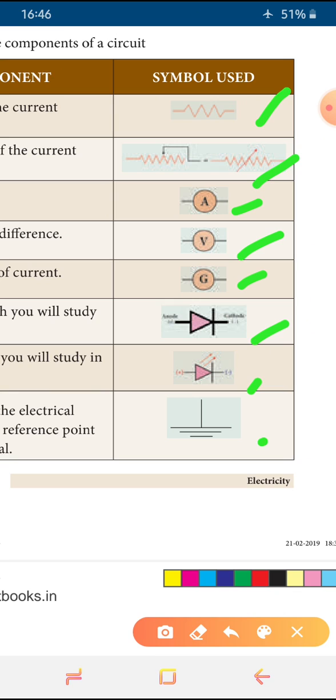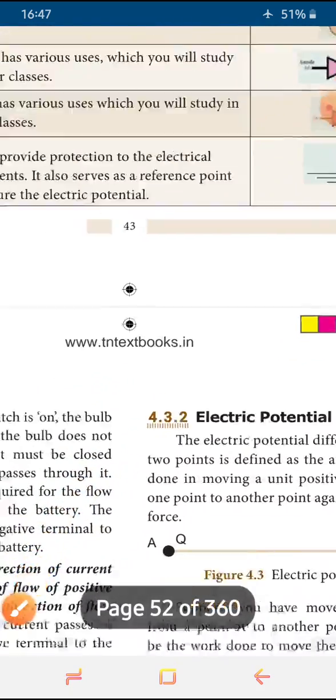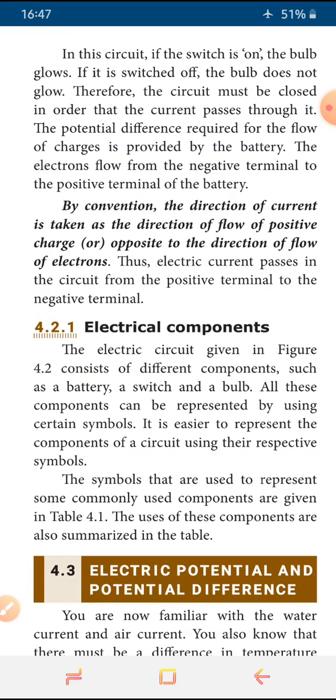Just to recall, I showed these symbols at the first of our class. Understood? These symbols we use in circuit diagrams. If we draw the circuit with the help of symbols, it is very easy to understand. That is why we use symbols in circuit diagrams. We already discussed this in the previous class, but I am recalling it because today the starting of our topic is electrical components.